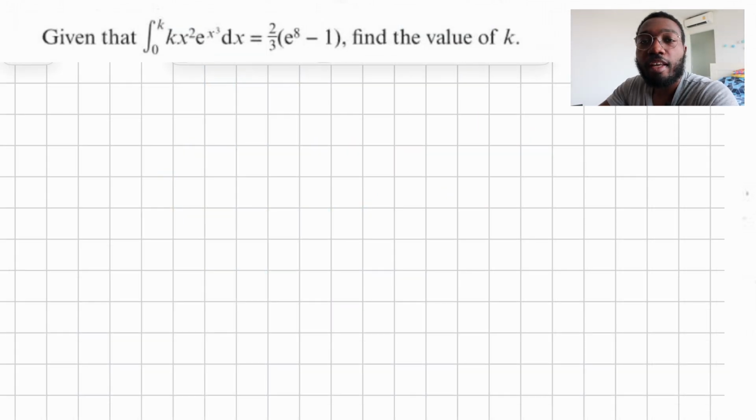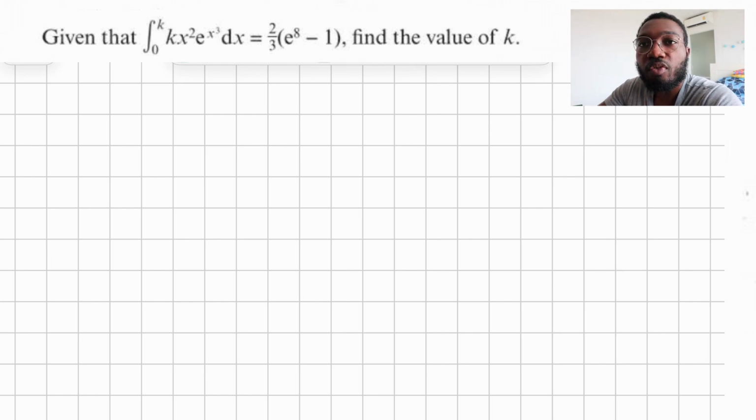Okay, so last question of the day, we need to integrate kx squared e to the power of x cubed with respect to x. We also have the limits of k and 0, and we need to find the value of k. We're also told that this equals 2 over 3 times e to the power of 8 minus 1. So what can we do here to find the value of k?